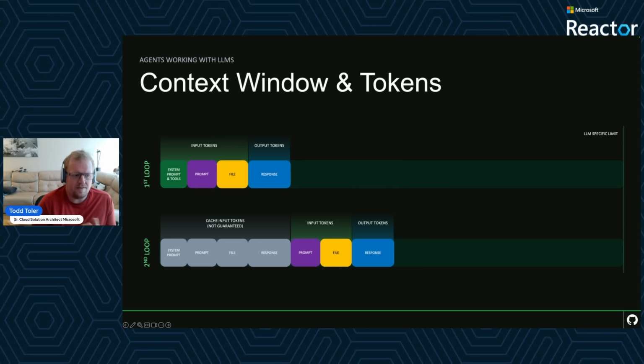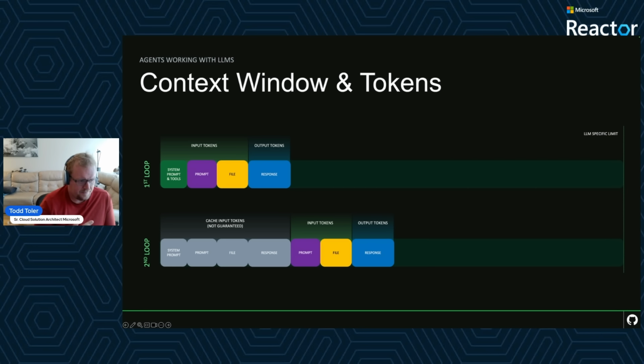On every loop, the agent sends the entire conversation to the LLM again. Loop one would be the system prompt and the tools, the description of available functions like read file, write file, and then your prompt, plus some file references. Those all equal input tokens. The response back is what the LLM responds. Those are output tokens, which are a little bit more expensive than input tokens.